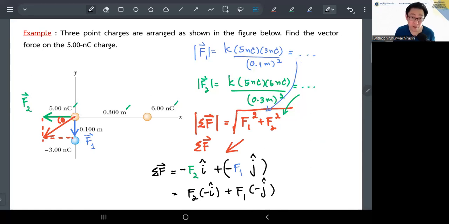Or for some of you that are familiar with another notation, I know that F2 is pointing to your left, pointing in the negative x direction. The blue is pointing down, negative y direction. I can also write it like this. You guys do remember the brackets notation? It's going to be negative F2, negative F1. You can use the bracket notation as well. That will do.